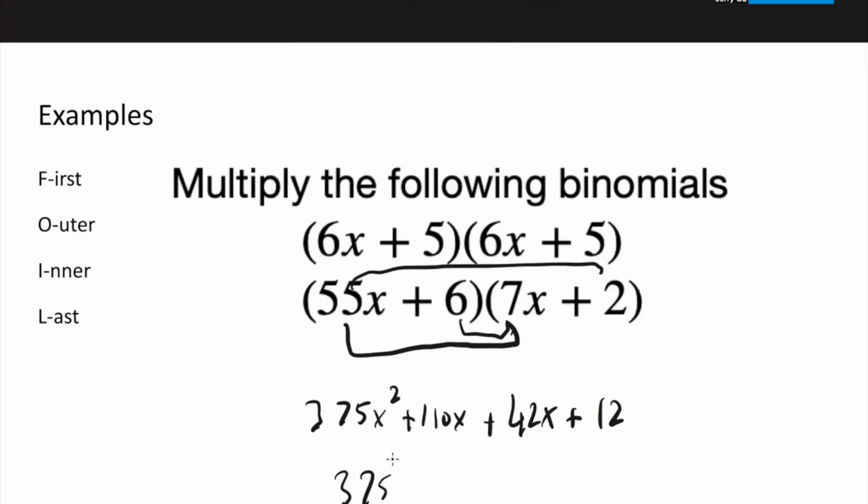Adding these three together, you get this simplified form: 375x squared plus 152x plus 12.